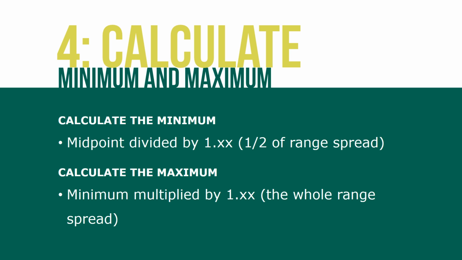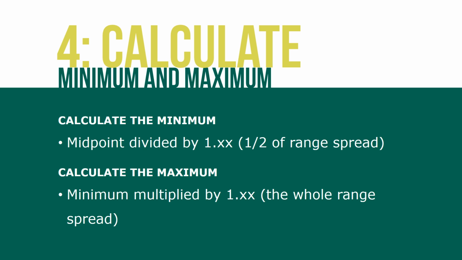Finally, our fourth step, calculating the minimum and maximum of each salary range. The final step in creating a salary range is determining the minimum and maximum for the range. After you calculate the midpoint for the salary range, you'll do this final step. Once you have your midpoint and you've determined your range widths, you will calculate the minimum by taking the midpoint and dividing it by 1.xx, half of the range spread that you've determined, and the maximum by multiplying the minimum by 1.xx, the whole of the range spread.